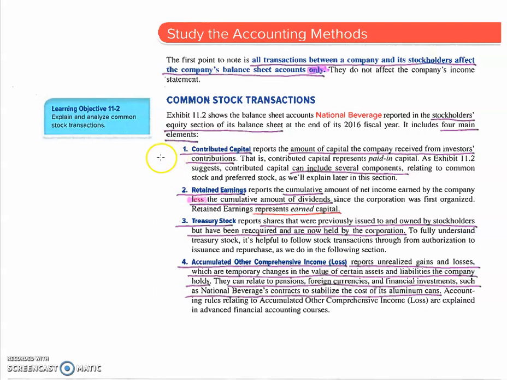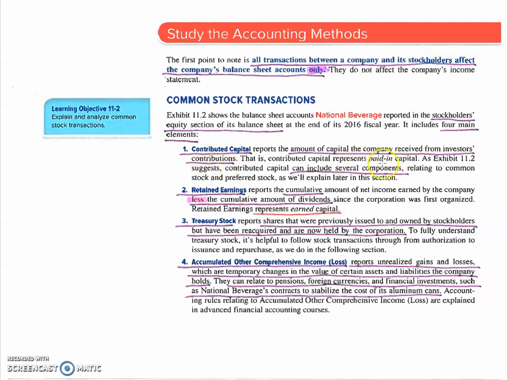First is contributed capital. Now, that's the assets that the owners have directly contributed. Up until now, when owners contributed capital, when they bought stock initially or at some other point, we just debited cash, credited common stock. It's actually a little bit more complicated than that, and we'll get into that accounting in a little bit. But right here, this is the amount of capital the company receives from investors' contributions directly.